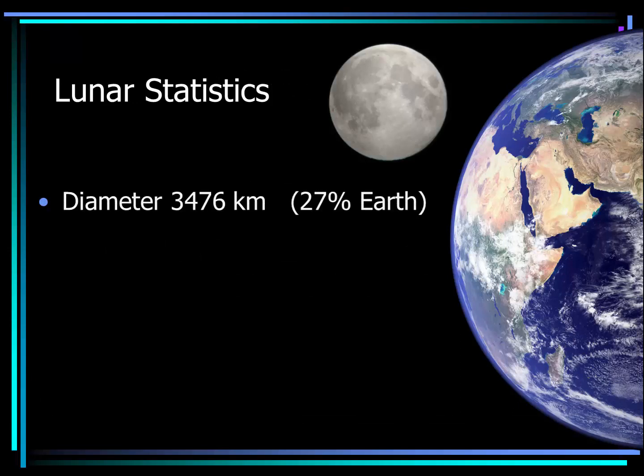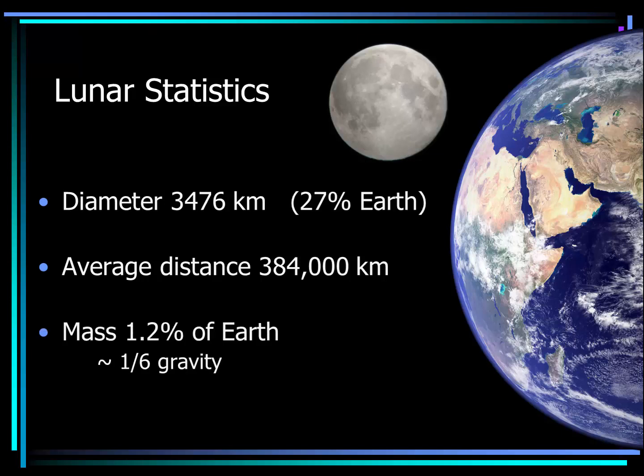The Moon is approximately 3,476 kilometers across. That means it's about 27% of the Earth's diameter. Its average distance from the Earth is 384,000 kilometers. That's roughly 250,000 miles. It's much less massive than the Earth, only 1/81 as heavy.